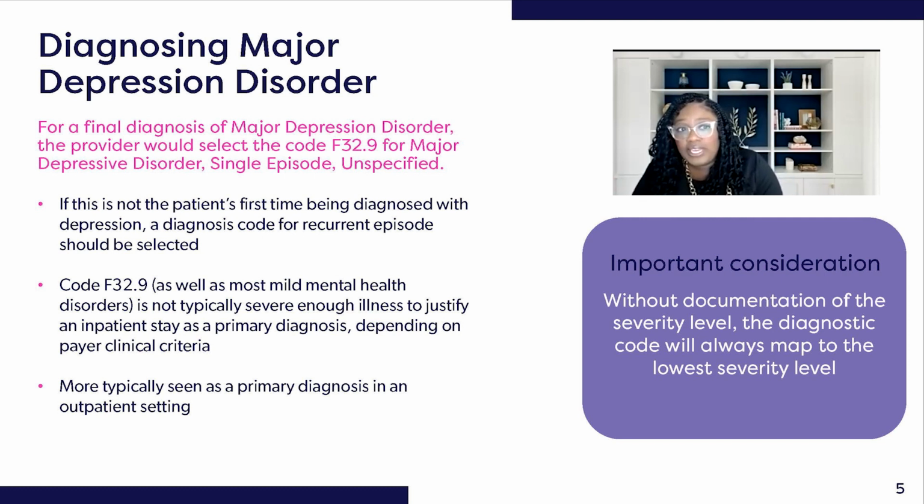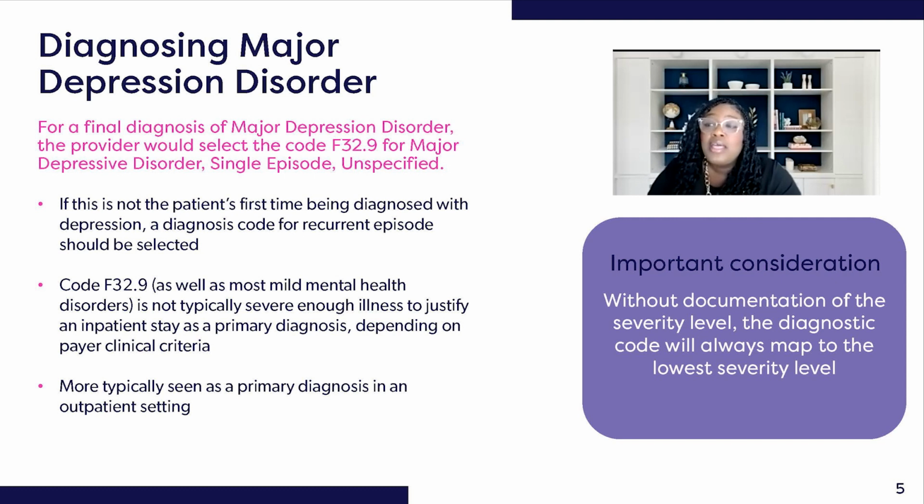Also, code F32.9, which is just major depressive disorder, is the most mild of the mental health depression disorders, and it's typically not a severe enough illness to justify an inpatient stay. So if inpatient is recommended, or if this person is already admitted to a behavioral health facility or to the behavioral health unit in a hospital, just giving them the diagnosis of major depression sometimes isn't enough to support them being there on an inpatient level, unless you made it a secondary diagnosis. But as a primary diagnosis, it usually isn't enough.